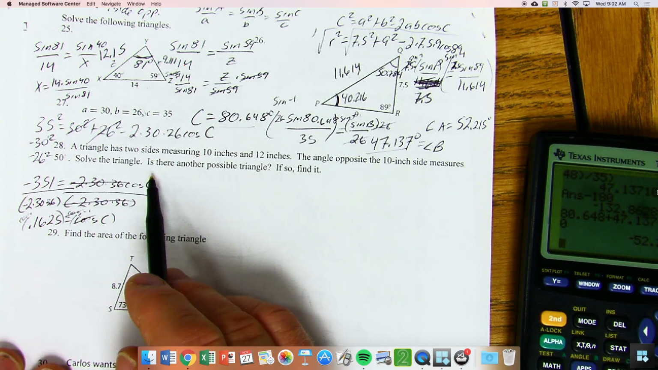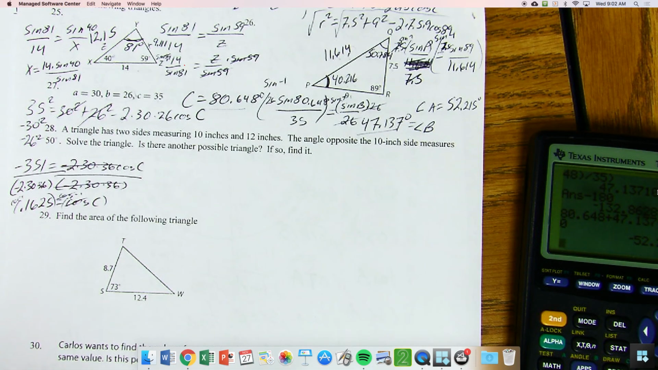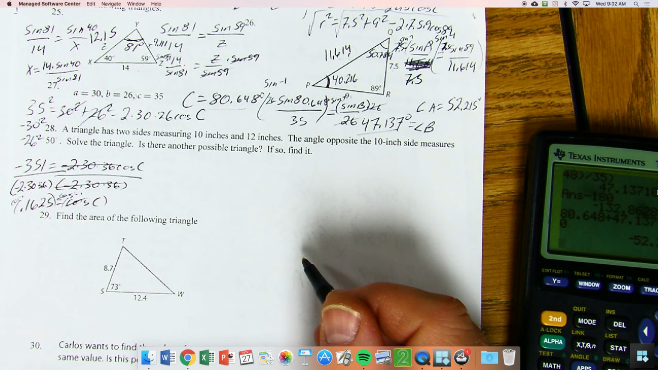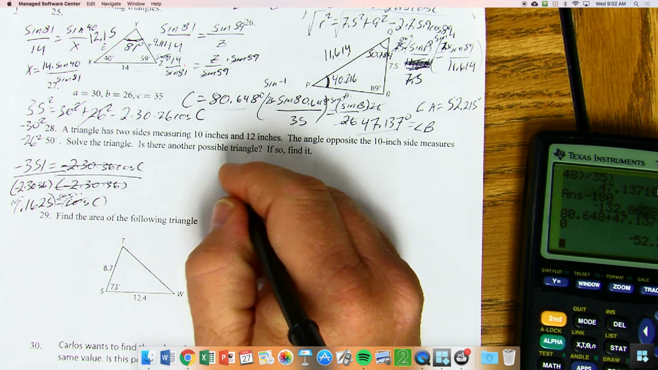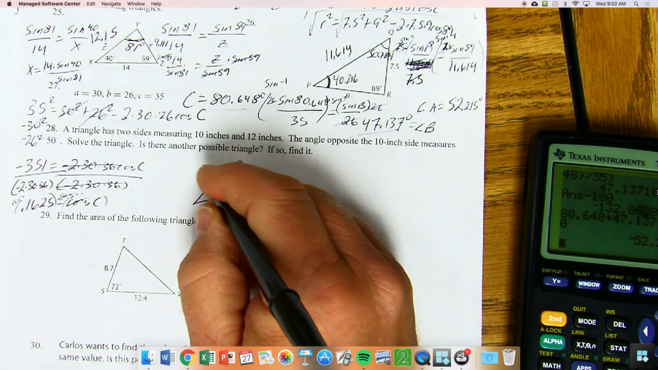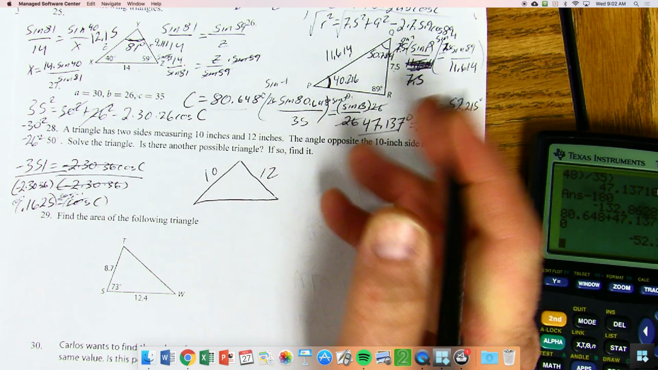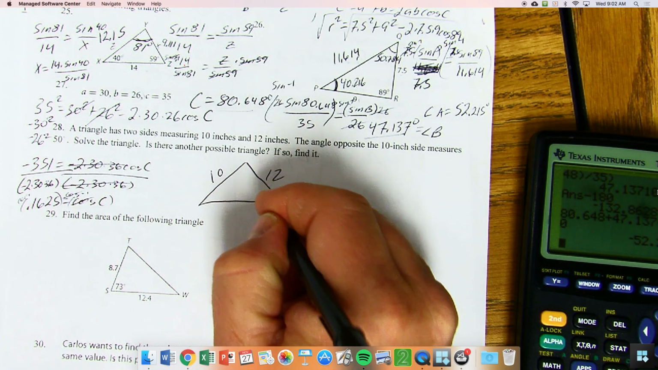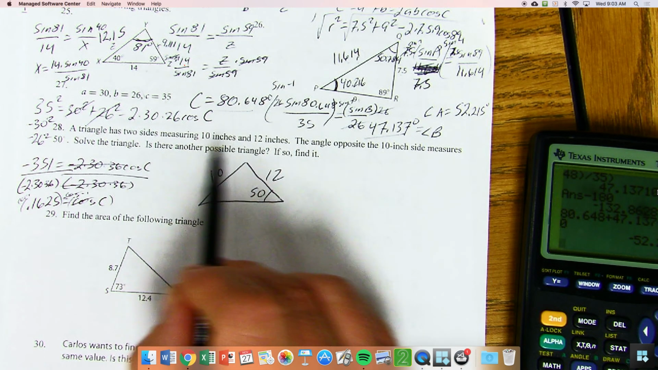Number 28, a triangle, we're almost done, folks. Woo! A triangle has two sides measuring 10 inches and 12. The angle opposite the 10-inch side measures 50. Solve the triangle.